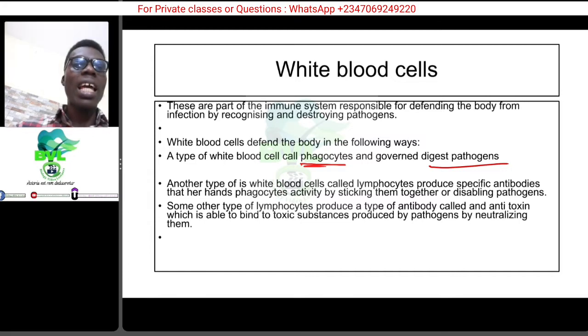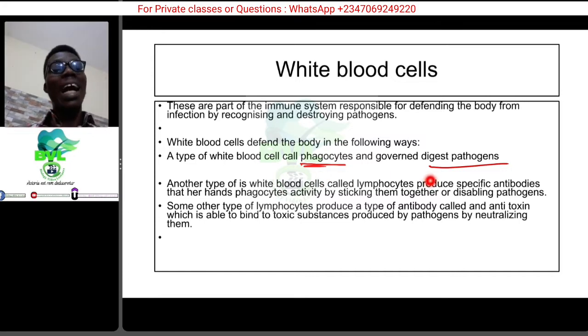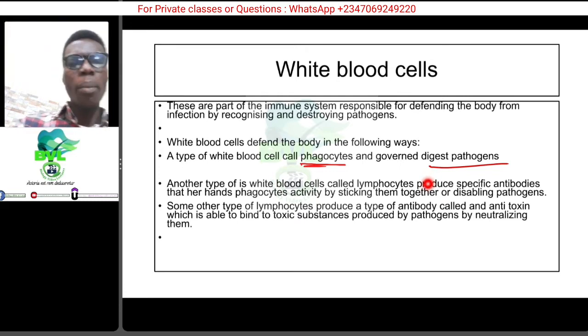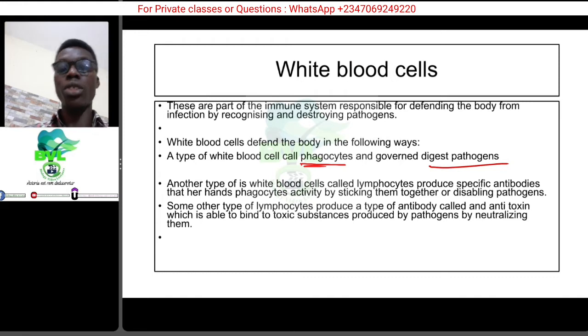Now it says here, another type of white blood cell is called a lymphocyte, which produces antibodies. This is the major immune system that produces antibodies to fight specific diseases that humans have. So basically, lymphocytes are the ones that produce antibodies and antitoxins, which help to neutralize toxic substances released by bacteria or pathogens.